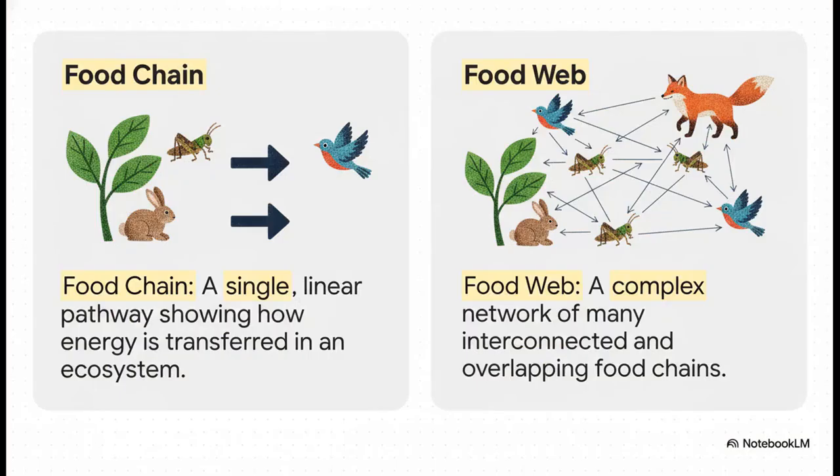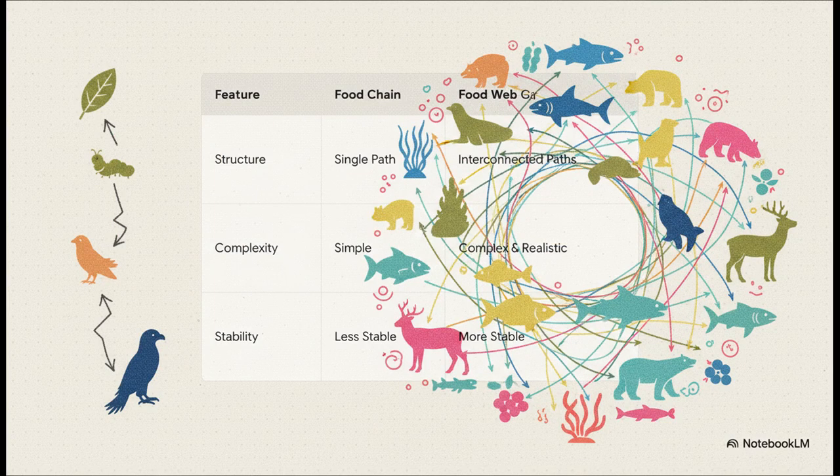So the truth is, these neat little food chains don't really exist all by themselves. In reality, they all overlap and crisscross with each other, and what you get is a big, complex food web. And that gives us a much, much more realistic picture of how energy actually moves around. And you can see the difference so clearly here. A food chain is just one single path, which is kind of fragile if you think about it. But a food web, that's a complex, tangled network.